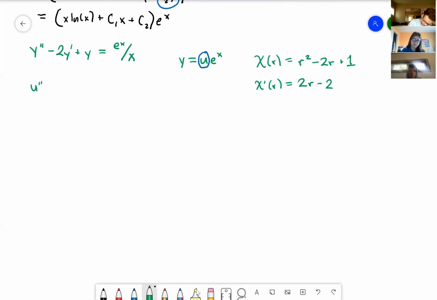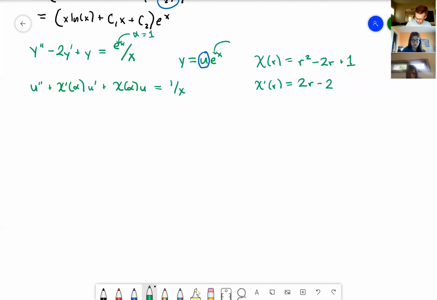in this case, u double prime plus p prime of alpha times u prime plus q of alpha times u, and this is equal to 1 over x. In this case, the constant on the x here, alpha, is 1. So if we can solve this ODE, we have the solution.